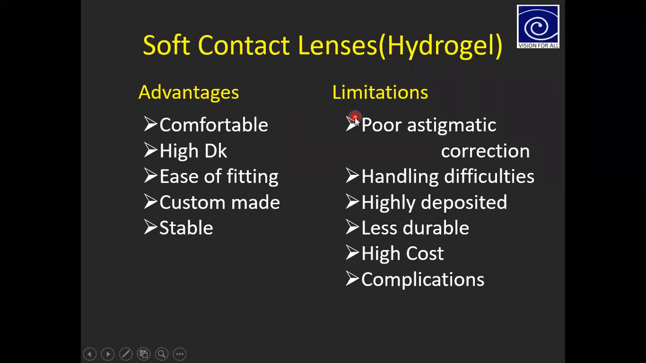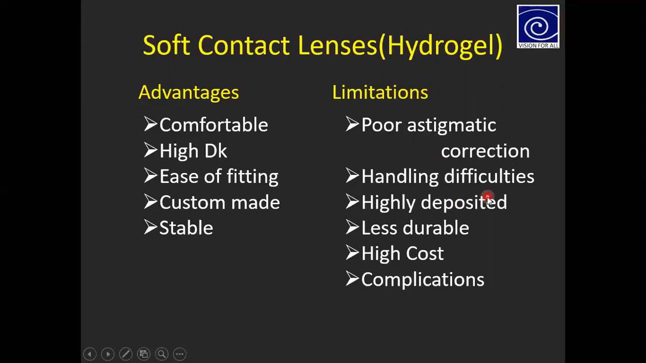Soft contact lenses are the most common mode of correction, basically in the pediatric or in all age groups. The biggest advantage is that they are comfortable. Now soft contact lenses are available in hydrogel material, which can also offer very high Dk. It is easy to fit soft contact lenses than RGP lenses, and they are also available custom made, means you can customize them according to the eye parameters, and the fitting is very stable because the diameter is large. The limitation is this: they cannot correct astigmatic numbers or an irregular cornea.